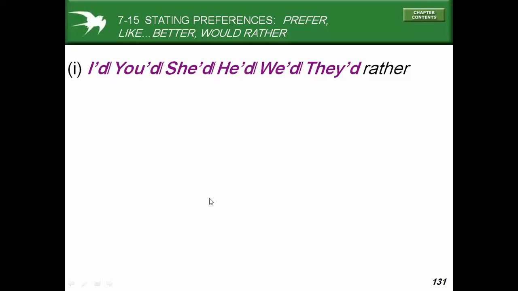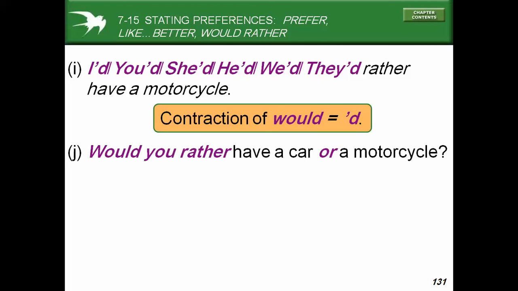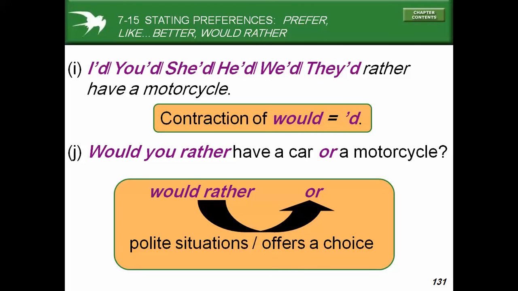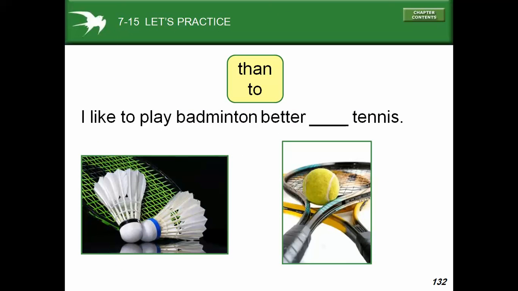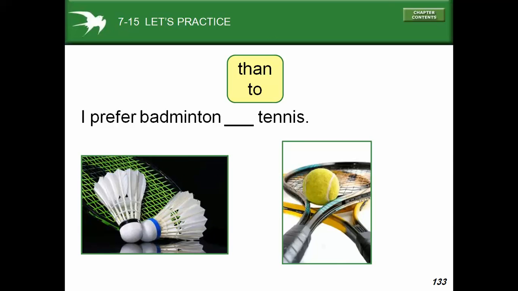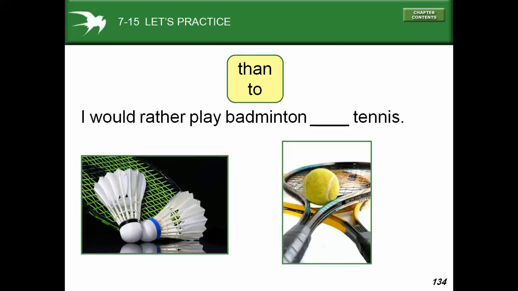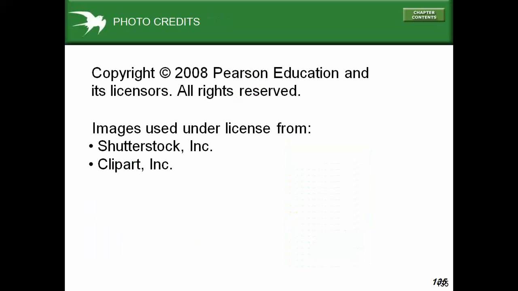Okay. I, you, he, we, and they would rather have a motorcycle. Contractions of would: apostrophe D. Would you rather have a car or a motorcycle? Choose with me, okay? I like to play badminton better than tennis. Better than. Prefer badminton to tennis. Notice the collocation. I'd rather play badminton than tennis. Thank you for listening and I hope it is helpful.